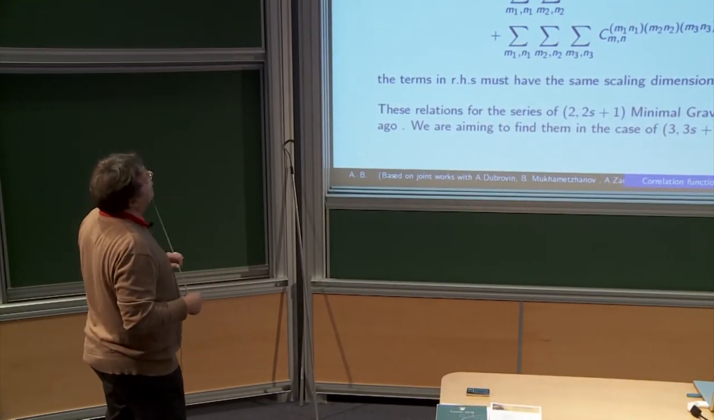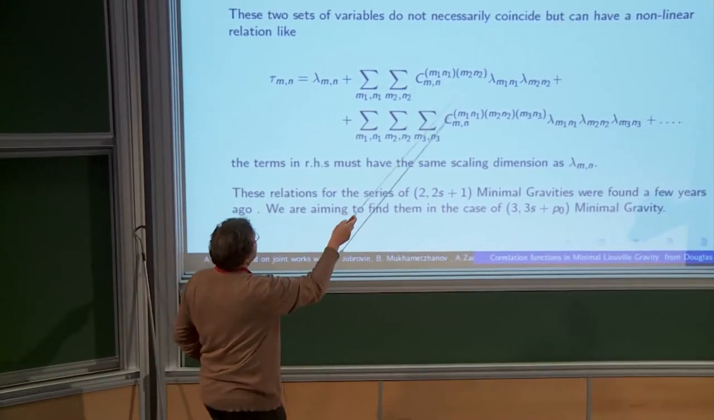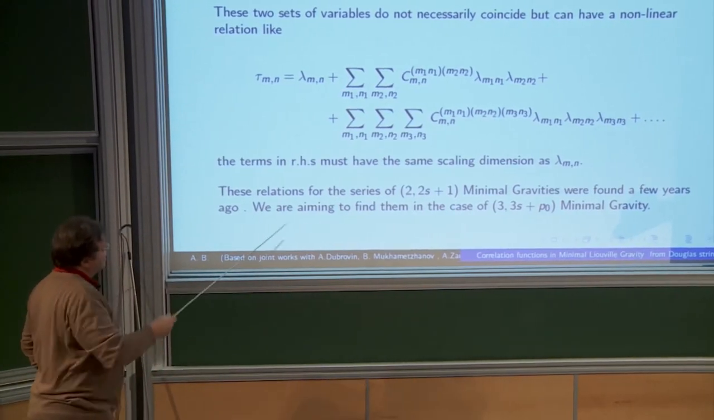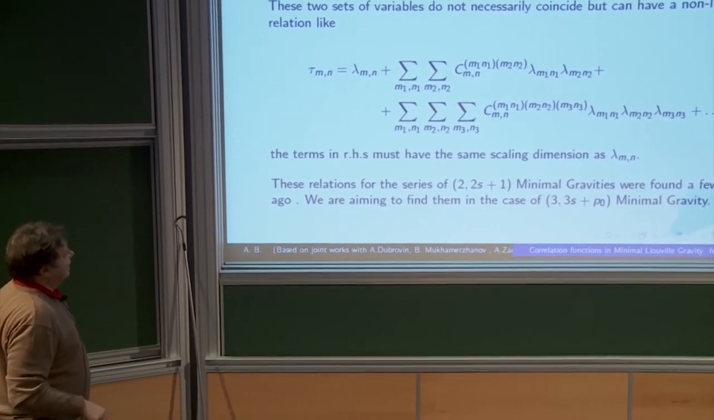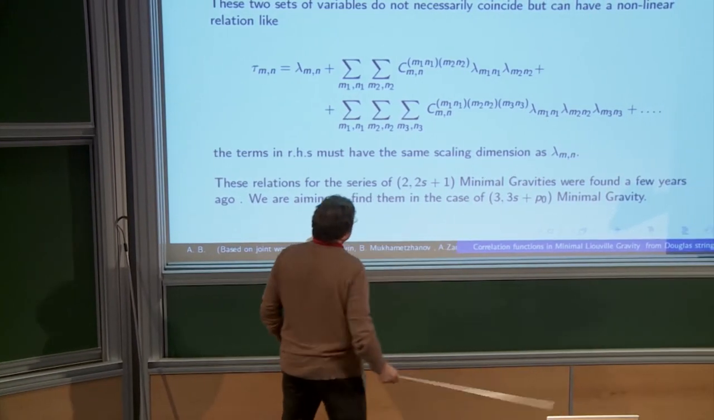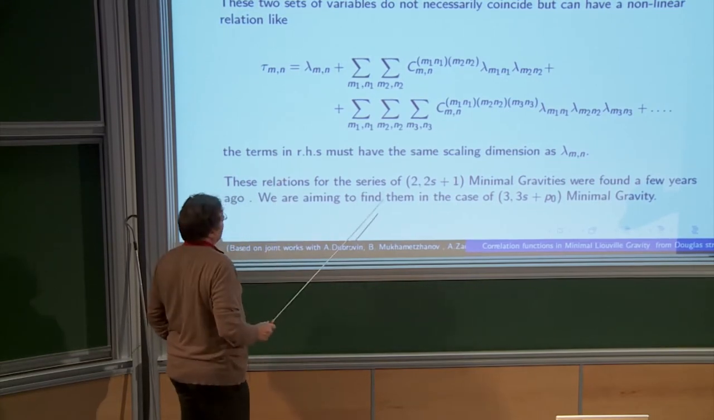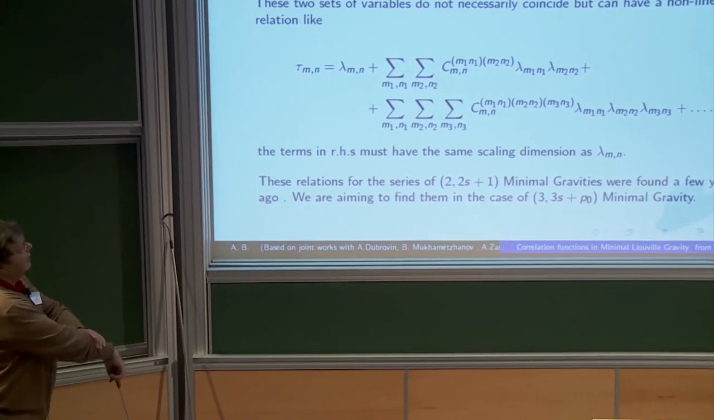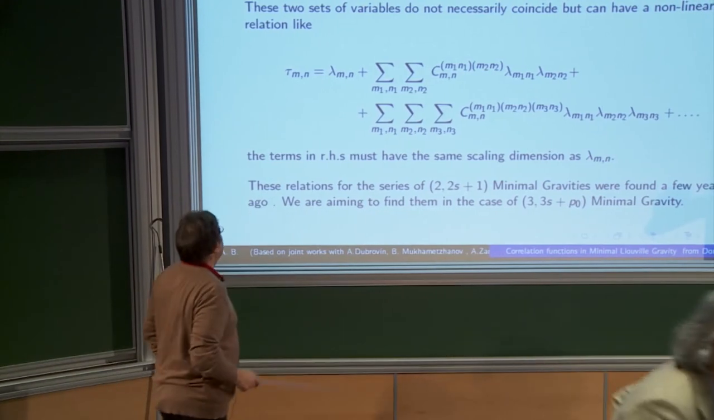Okay, now these variables and the lambda variables in Liouville are connected; we will suggest that they are connected by such a relation, and each term in the right-hand side has the same scaling dimension as this one. So there exist some, not so many, but there exist some terms. It is a polynomial. In fact, the right-hand side is a polynomial of lambda.